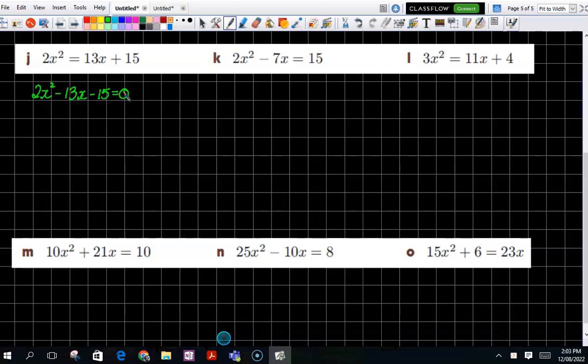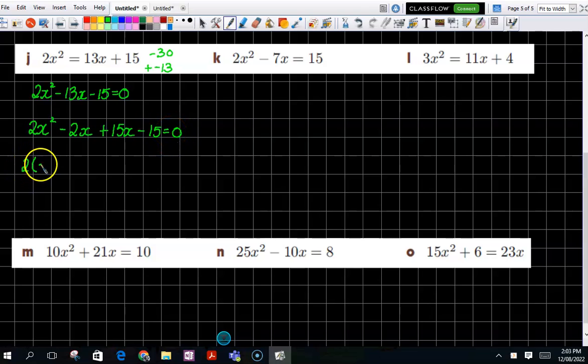Okay, so we're looking for two numbers that times together give you minus 30, but add up to be minus 13. So it's 2x squared, 2 5s are 30, did I say 2 5s? I meant 2 times 15, so minus 2x plus 15x minus 15.